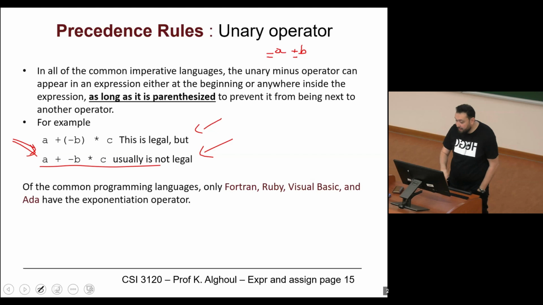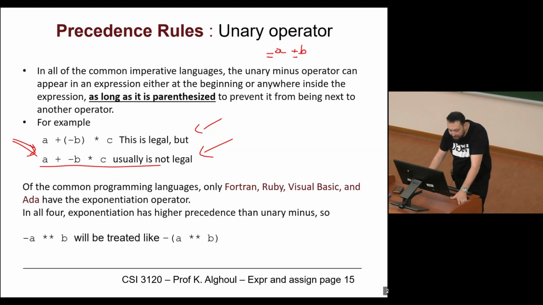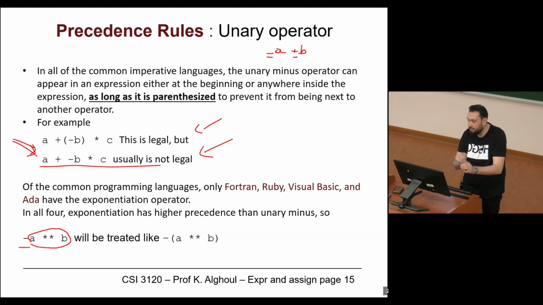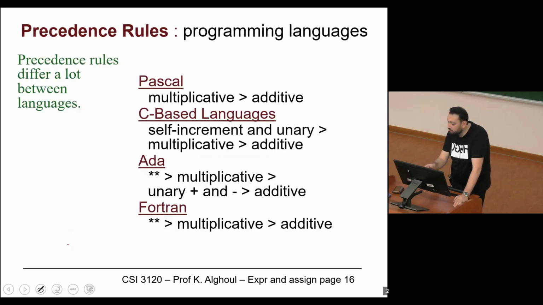So of the common programming languages, only Fortran, Ruby, Visual Basic, and Ada have the exponential operator. Other ones you have to, I think, call a library or something. And in all four, exponential has higher precedence than unary minus. So that means if I have this, I'm going to solve this first and then add the minus. That's how the program is reading it. It's going to read this first and then the minus. These are some of the different programming languages like Pascal, C-based, Ada, and the order of the precedence, like which has higher priority.